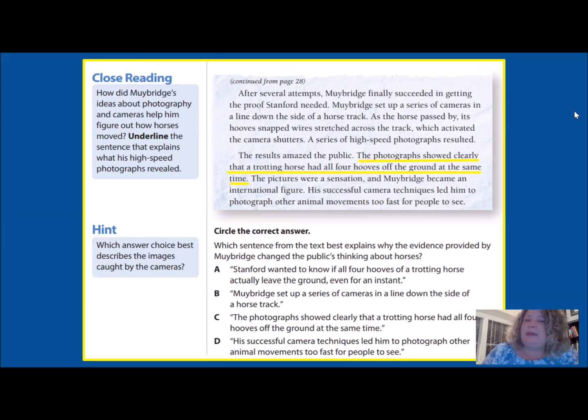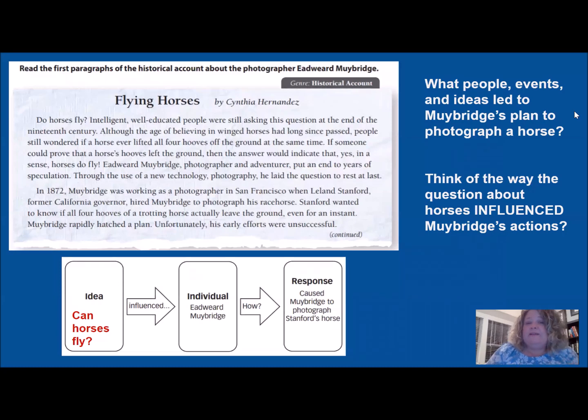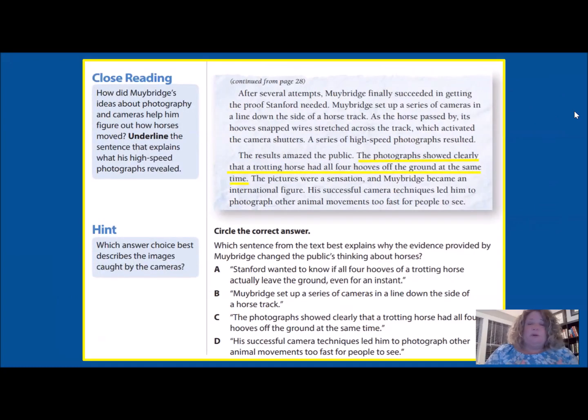Now I want you to stop and think, did that answer our question, our idea that got it all started? The idea that, can horses fly? That was the idea, remember, when we were looking back, that influenced the person to begin to photograph the horse. All right, so the last thing we're going to do is determine which sentence from the text best explains why the evidence provided by Muybridge changed the public's thinking about horses. So, which choice best describes the images that are caught by the cameras?